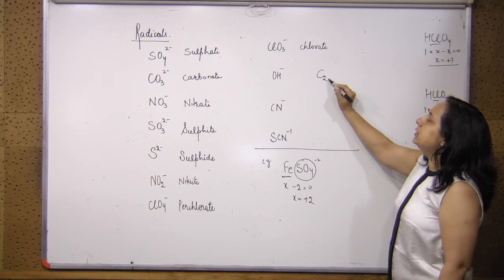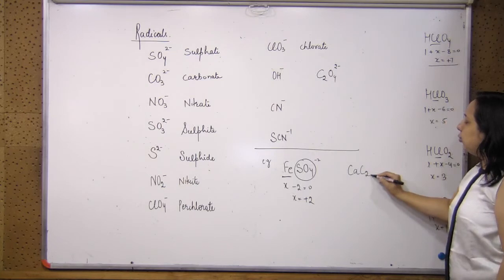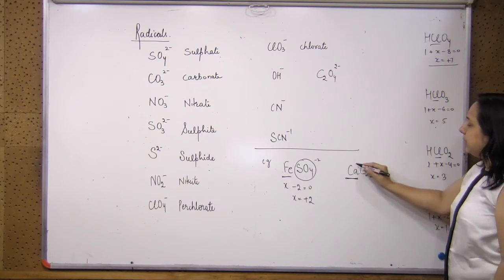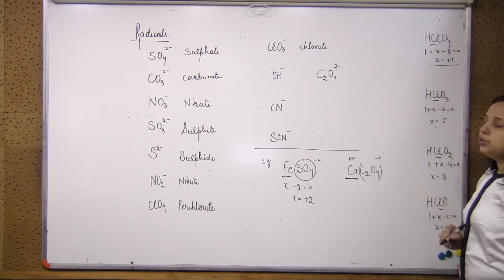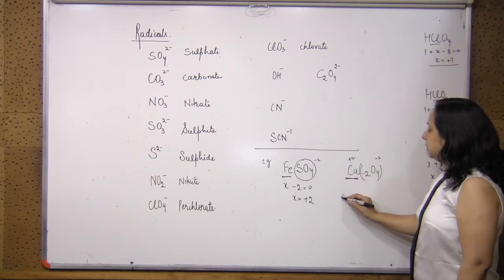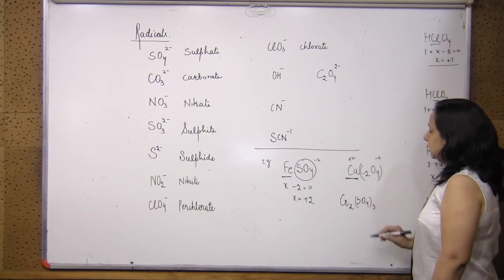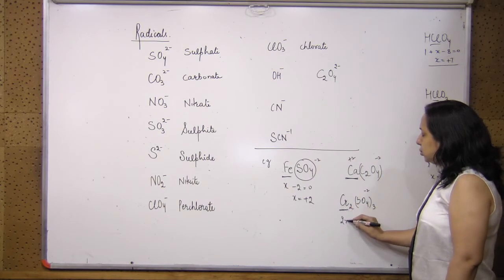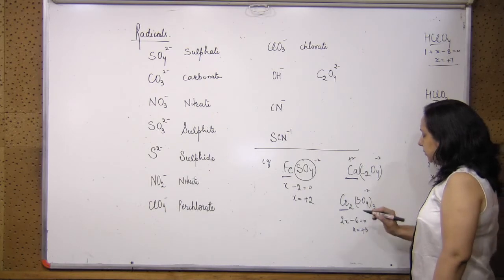In the same way we have the anion oxalate, C2O4 2 negative. If I write CaC2O4 and calcium is to be calculated, we must know that oxalate is minus 2, so calcium is plus 2. If it is written Cr2(SO4)3, it means sulfate is minus 2 and you want to calculate chromium. It is 2x minus 6 is 0. X comes out to be plus 3.